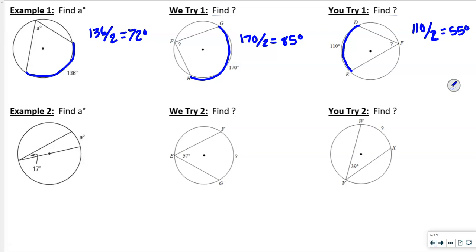Okay, now the next three are ones where we have the angle and we're trying to find the arc. Okay, so this time we have the angle, right? And we're trying to find the arc. So what we're going to do this time, trying to find that arc right there, is we're going to do 17 times 2. So this is 34 degrees.